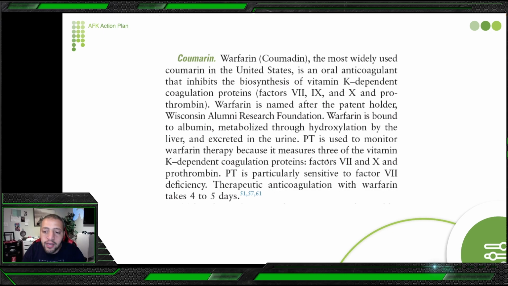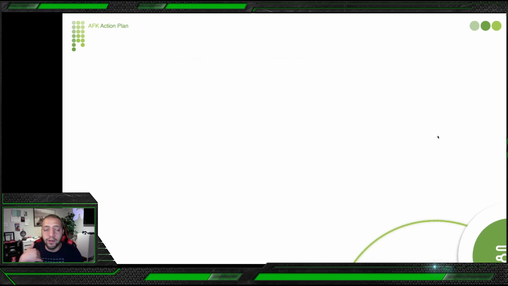And I would like to confirm here, it's not written here, but the first factor to drop after giving your patient warfarin is factor 7. As you see here, PT is particularly sensitive to factor 7 deficiency. Therapeutic anticoagulation with warfarin takes 4 to 5 days. Okay, so we come to know now what warfarin is, what it's used for, how it works, how it acts on your body, which factors it affects, where it is metabolized, and how your body gets rid of it.